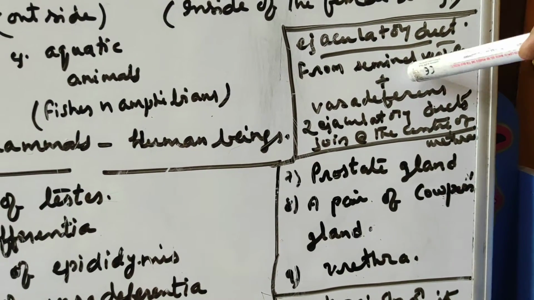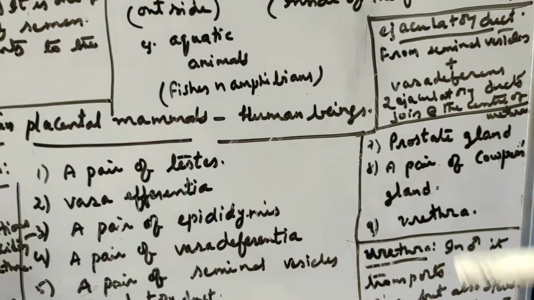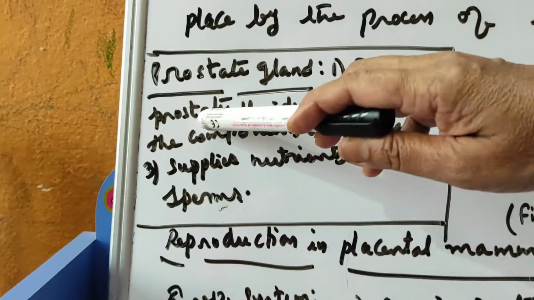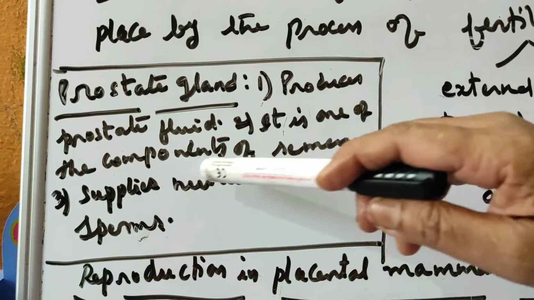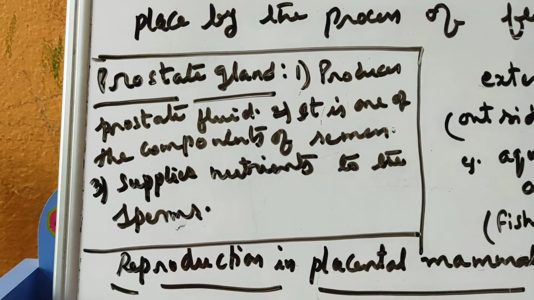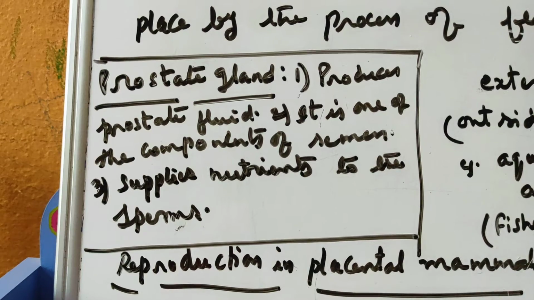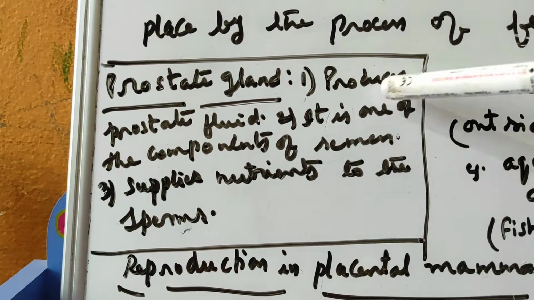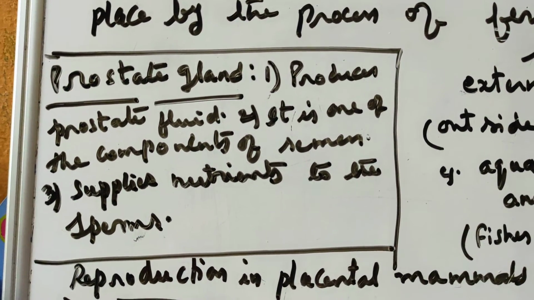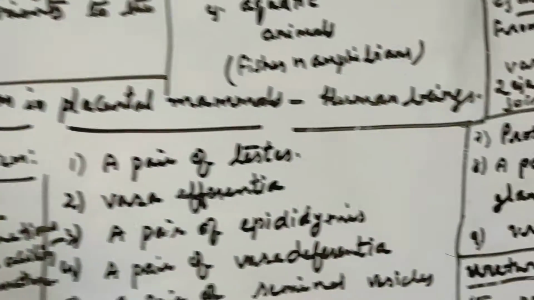Okay, then next one after the ejaculatory duct, you can see this prostate gland. Okay, prostate gland, here I explained. See here, this produces prostate fluid. It is one of the components of semen. Okay, it supplies nutrients to the sperm. Yes, the prostate gland releases the prostate fluid, and that gives nutrients to the sperms because they have to live, and it is one of the components of the semen. Okay, prostate fluid. Then after that, urethra, let us see, this is in males.